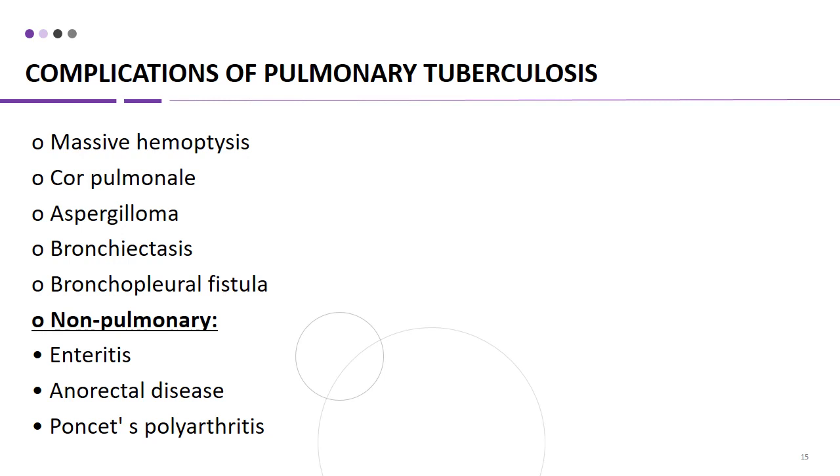Aspergilloma, which is a fungal ball infection, occurs because the immunity is low in a tuberculosis patient and there can be superimposed infection with fungus. Bronchiectasis can also occur, and bronchopleural fistula can also be formed.